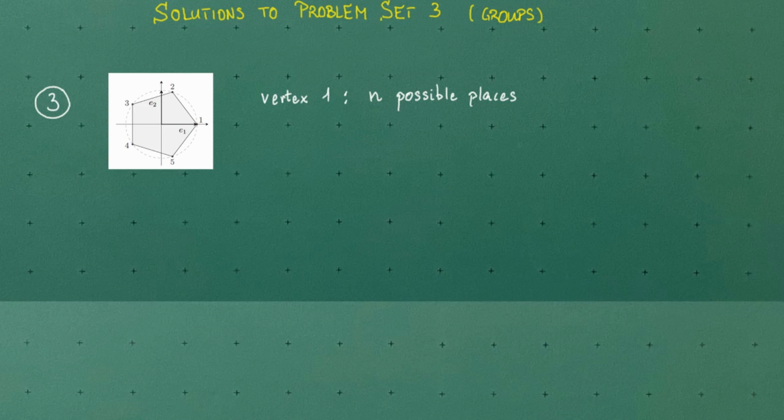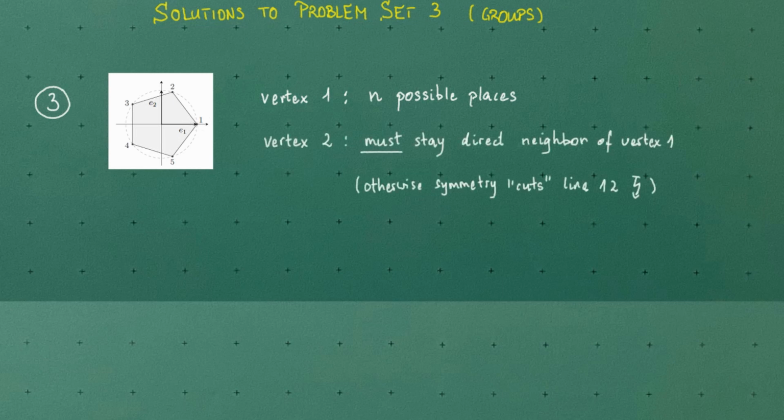All right, so I use a semi-geometrical argument. I think this should be okay in this context, since we are dealing with a geometric object. Here the regular pentagon. So if I have a symmetry, then vertex 1 gets mapped to any of these. So I have n possible choices or places where vertex 1 can go. And now comes the important observation: vertex 2 must stay a direct neighbor of vertex 1, because otherwise the symmetry would cut this line here.